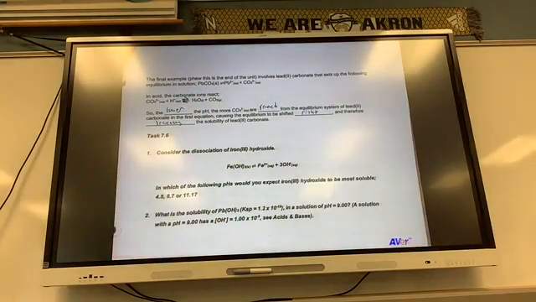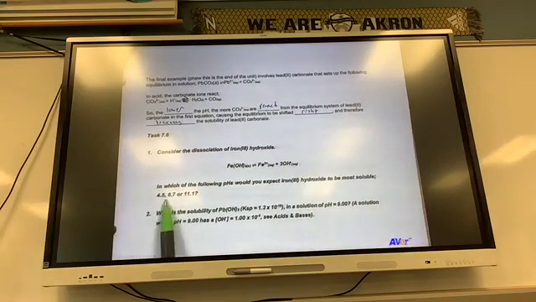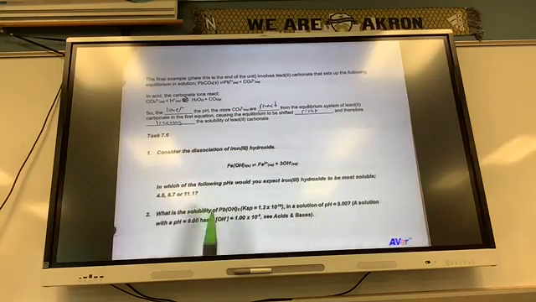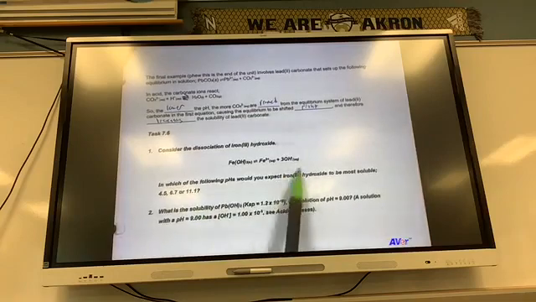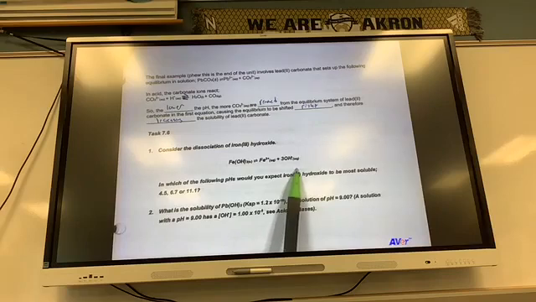So here we go. Consider the dissociation of iron(III) hydroxide. In which of the following pHs would you expect iron to be the most soluble? 4.5, 6.7, or 11.1. If I want it to be more soluble, I want to shift it which way? To the right. So which one of these, high pH or low pH? First of all, high pH is more basic, yes? If I add in more OH, is that going to shift it to the right? No. It's going to shift it to the what?